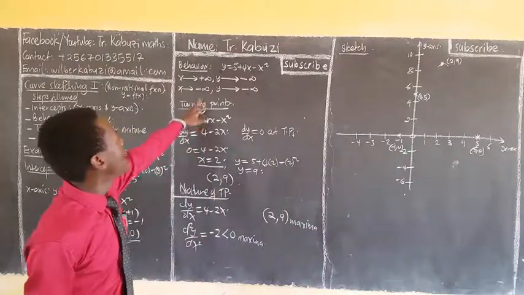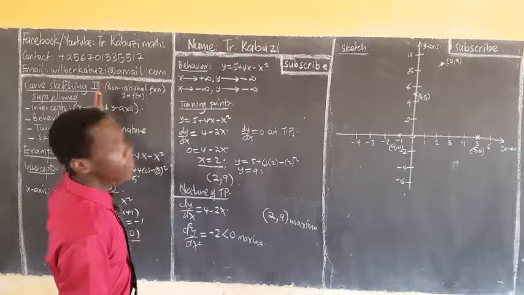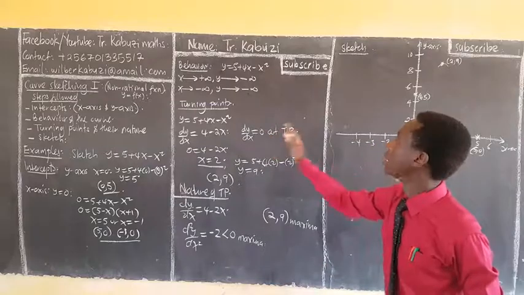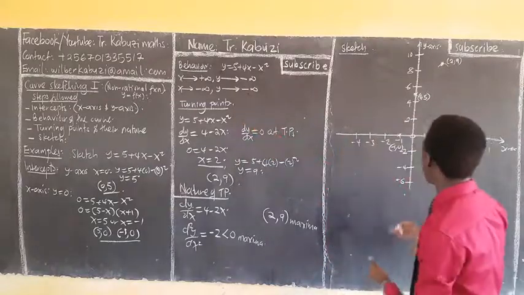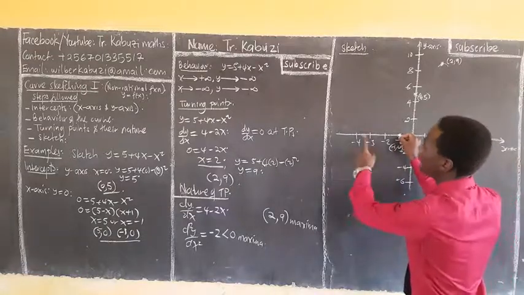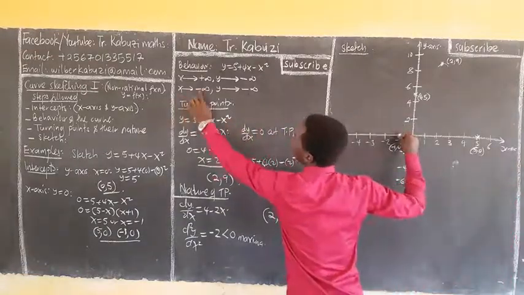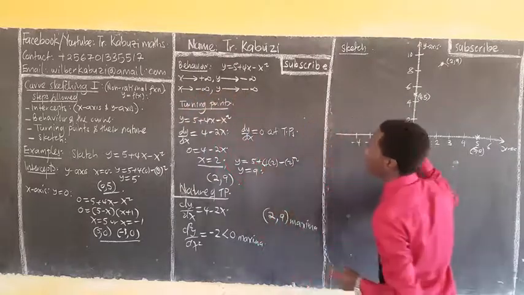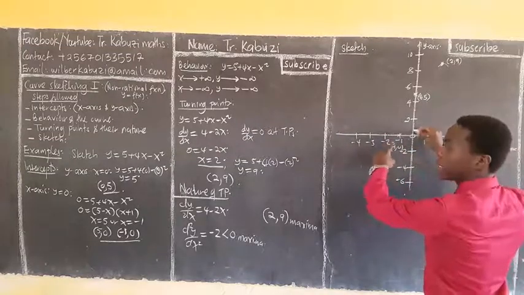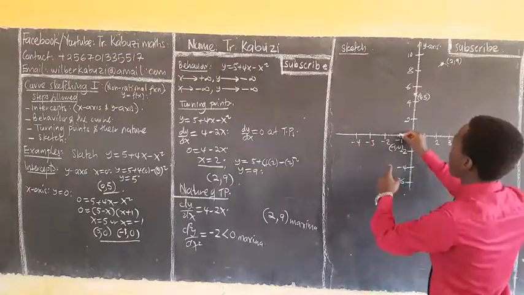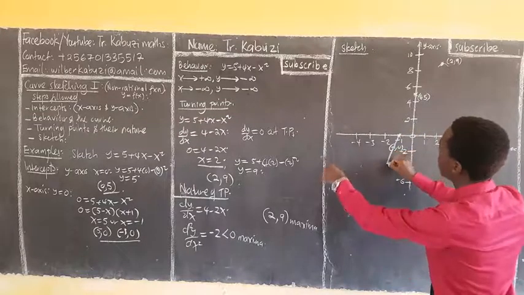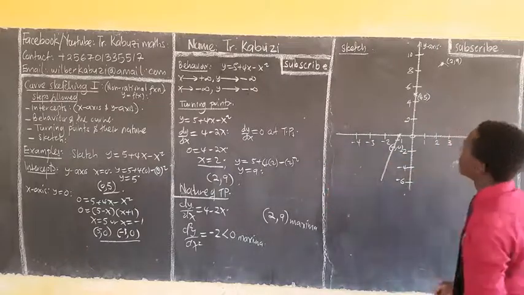Now we have seen that as x tends to negative infinity, y will tend to negative values. So as I go to negative values of x, y will go to negative values of y. As I go this side, y will go down because these are the negative values of y. So that's why this one is going to be like this.